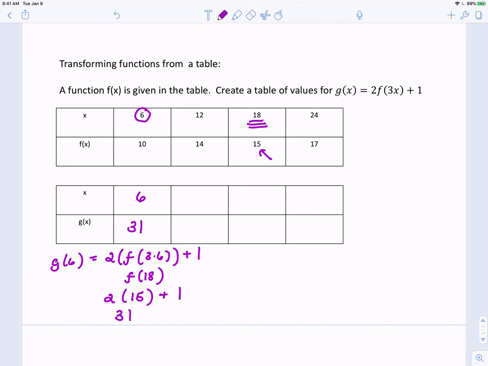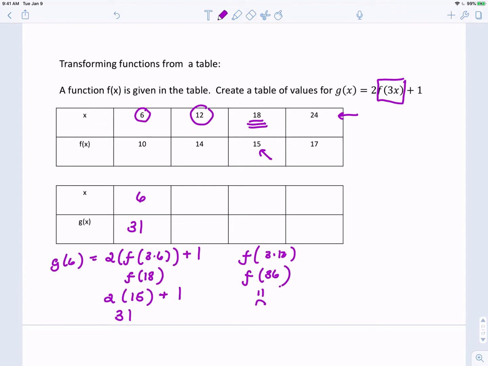Let's see what other values we might be able to find. You might wonder, what if we tried to do g of 12? In order to do g of 12, notice that we have to be able to do this value right here, which is f of 3 times 12, or in other words, f of 36. And notice that there is no 36 in our original table of values, so we would not be able to find this.